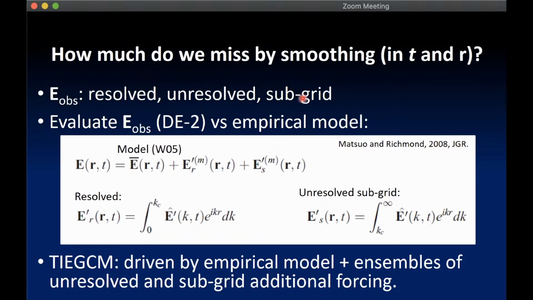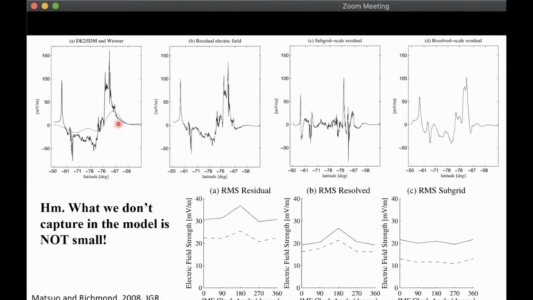And then there are things that are subgrid that we can't resolve in the models that we use. And they actually looked at that and decomposed it in a number of different ways. And the story is right here. This is the Weimer model and the smooth curve. This is an actual DE observation of the electric field. This is the residuals relative to the model.